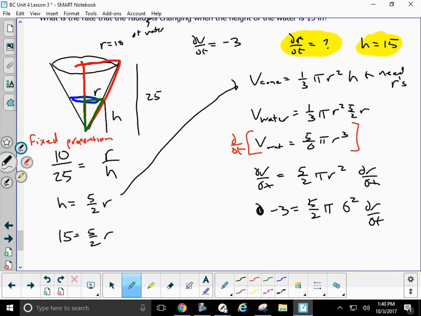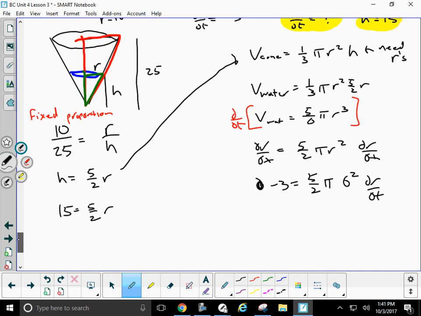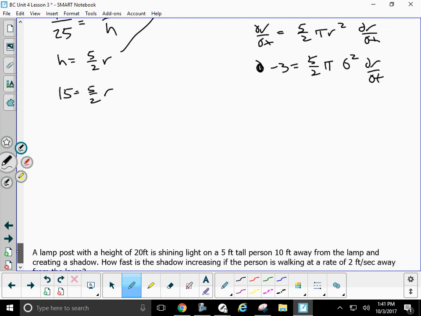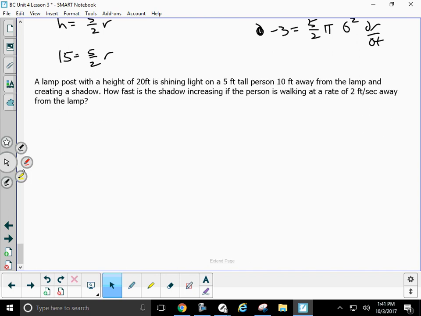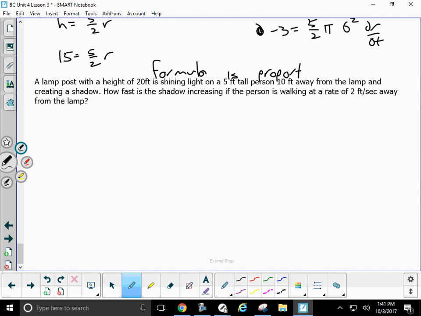So we need to develop the fixed proportion. Now, I'm going to start doing the last problem. I'm not going to solve for dr/dt. You guys can do that. But this is a very important problem. I've seen this problem often on an AP exam. Here, the formula is the proportion. The bell rings, I'm just going to keep talking. If you need to go, you can go. Probably would prefer you stay.